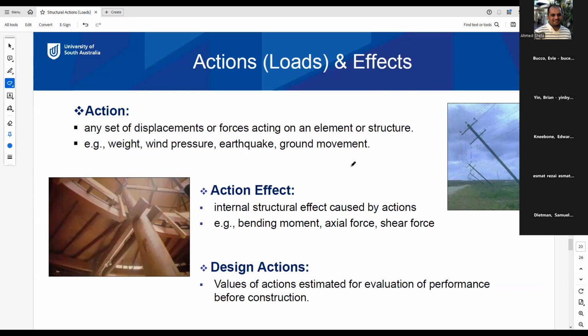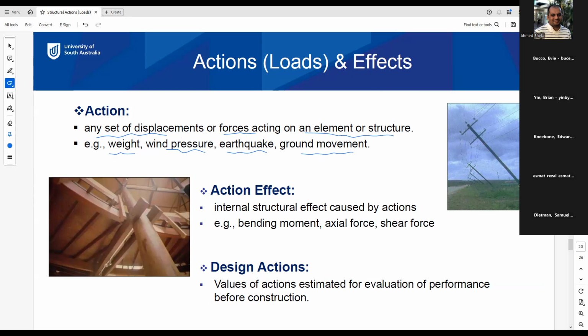The next part will be some definitions about the loads. What are the types of loads? The actions or the loads and their effects. So what is the action? The action is any set of displacements or forces acting on an element or structure. Examples of actions or loads: weight, wind pressure, earthquakes, ground movement, waves, and so on.